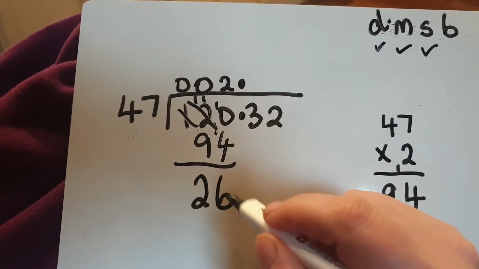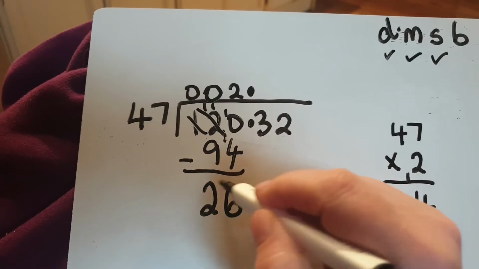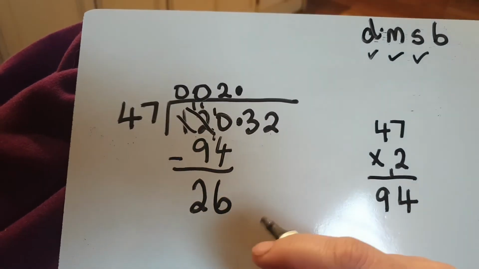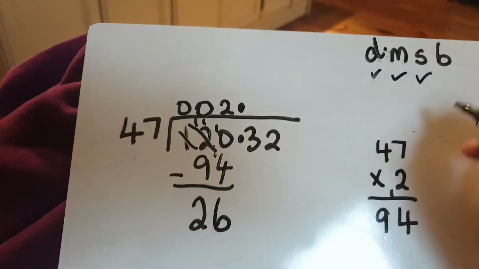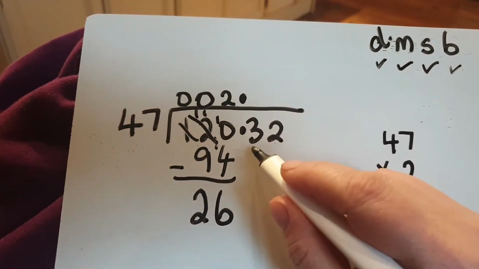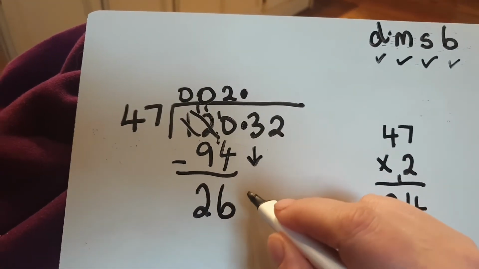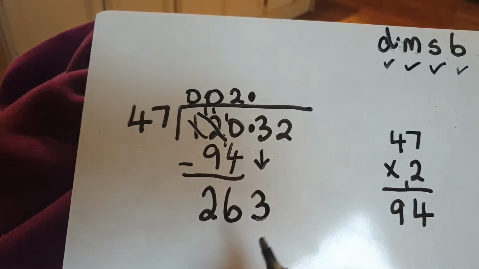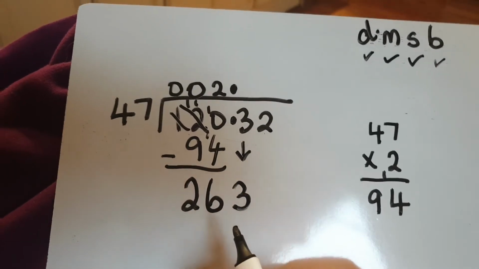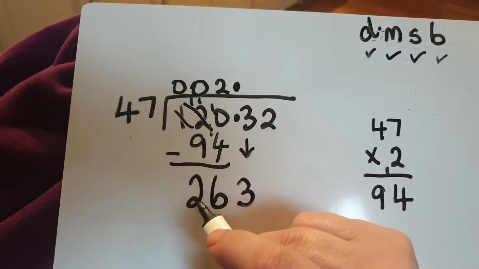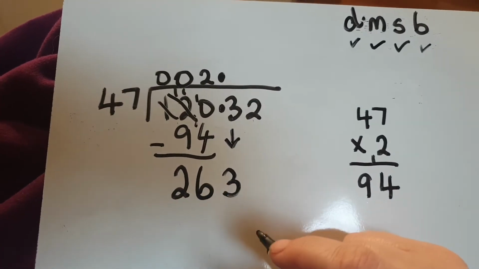And remember, I always check when I do my takeaway sum that the answer to the takeaway is smaller, which it is, which tells me that I'm right. Next of all, I'm going to bring down. Now we've got 2 numbers to bring down, but we can only bring down 1 at a time. So we're going to bring down the 3. And that gives us a new sum. Our new sum is how many 47s are in 263.